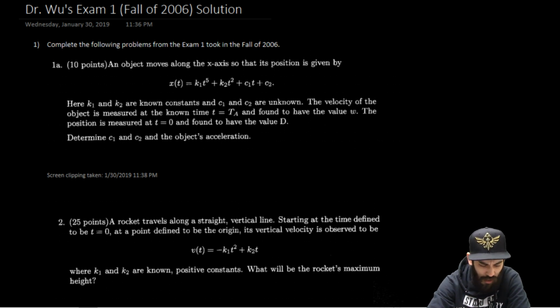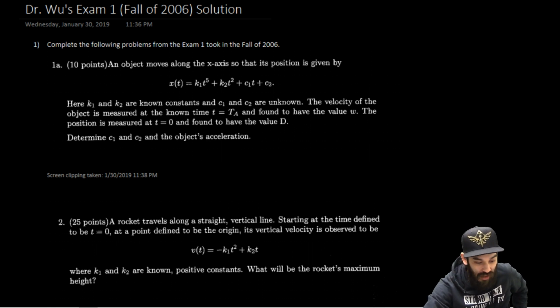So the first question says an object moves along the x-axis so that its position is given by x of t is equal to k1 t to the fifth plus k2 t squared plus c1 t plus c2. Here k1 and k2 are known constants and c1 and c2 are unknown. The velocity of the object is measured at the known time t is equal to t sub a and found to have a value of w. The position is measured at t is equal to 0 and is found to have a value of d. Determine c1 and c2 and the object's acceleration.